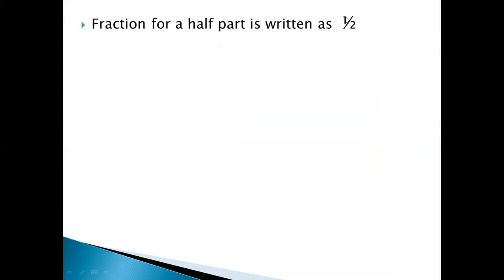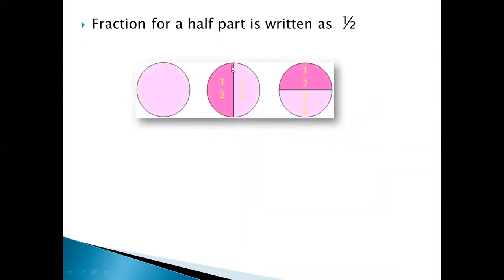What is 1 by 2 or 1 over 2? 1 over 2 in a fractional form means half part. Look at this diagram. It's a whole circle. I have divided it into 2 equal parts. So each part is called 1 out of 2, or 1 over 2. Here also I have divided in this direction. Each part is a half. First half, second half. And you can write it in fraction form 1 out of 2. This is also 1 part out of 2 parts.